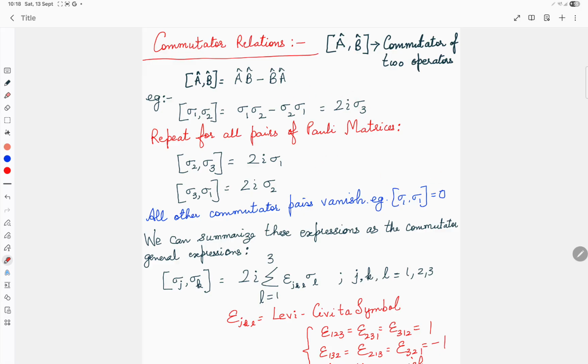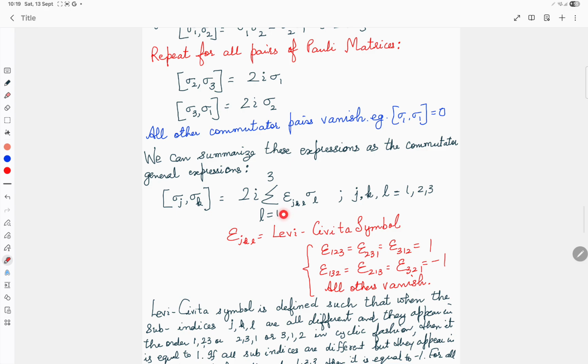We can in general summarize the commutator relations with a general formula, given by the commutator of sigma j and sigma k. These are the two operators we take, and j and k vary from 1 to 3. We take another index l to represent all the commutator values in a general formula. So it is 2i times the sum over l from 1 to 3 of epsilon subscript jkl sigma l. Now this epsilon is known as the Levi-Civita symbol.